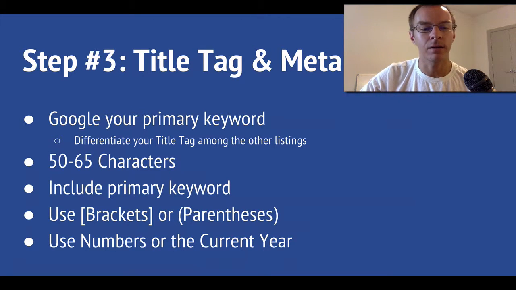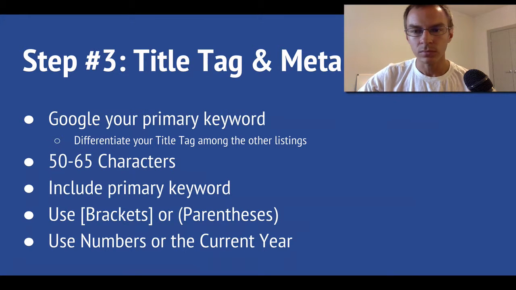So try that out. And then also using numbers in the title tag can help, using the current year if it makes sense. Obviously, you don't want to be misleading in any way or anything like that, but if it's something that does need to be updated on a yearly basis, for example, you can put something like updated for 2018 or something like that, just to draw the user's eye to it and to make it more relevant.